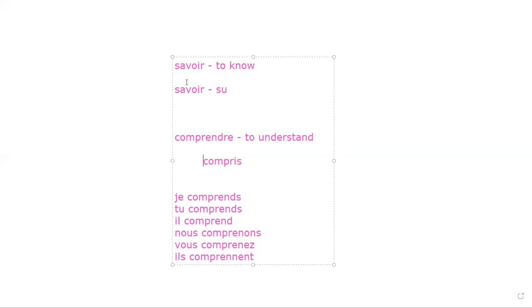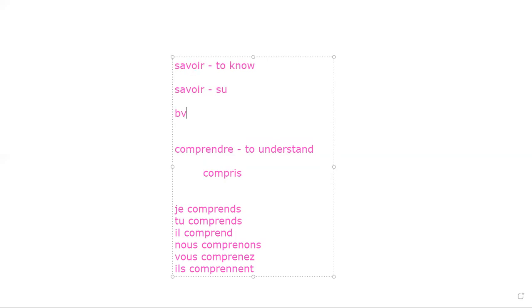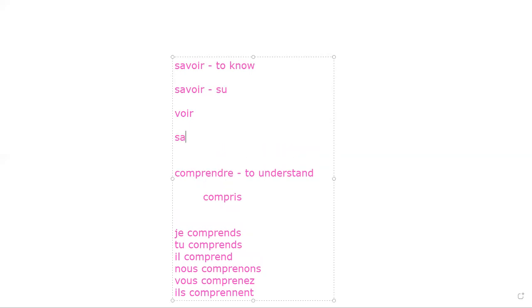So, répétez après moi. Voir. Okay. Voir and savoir. C'est clair. We have a similarity of voir and savoir. D'accord. So, voir is my verb to see, which has the PP vu. Savoir has the PP su. So, comprendre's PP is compris.